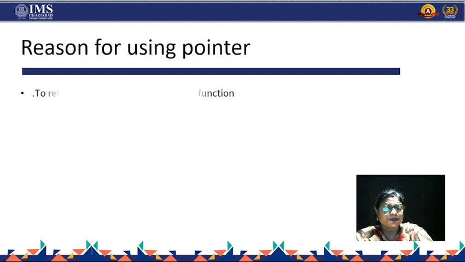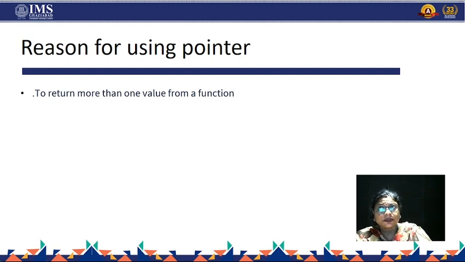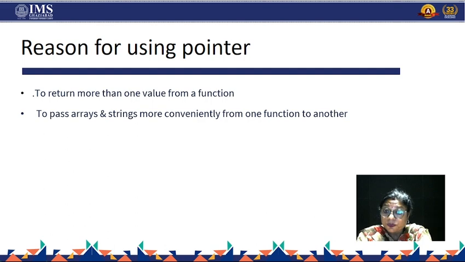Now, why do we use pointers? As we know, one function can return only one value. But if we want to return more than one value, then we can use pointers. So with the help of pointers, we can return more than one value, and pass arrays and strings more conveniently from one function to another. By using pointers, we make our program very convenient to use.